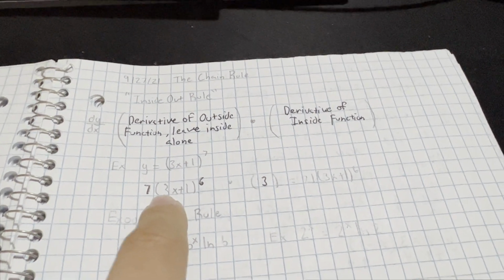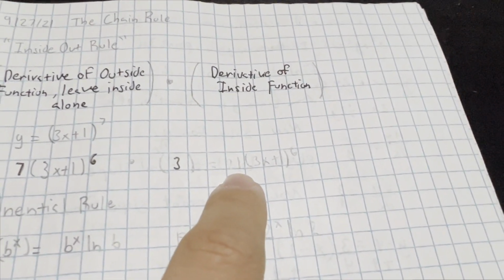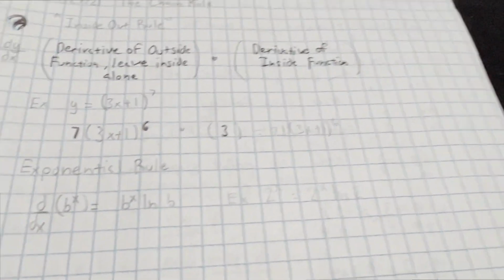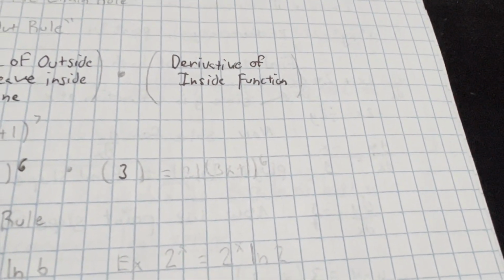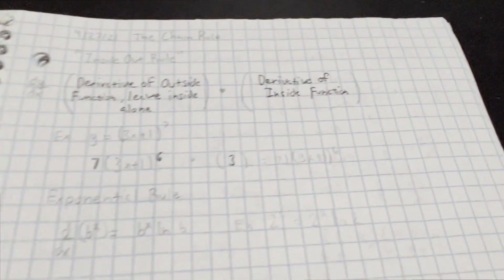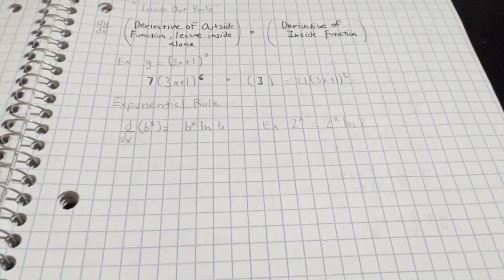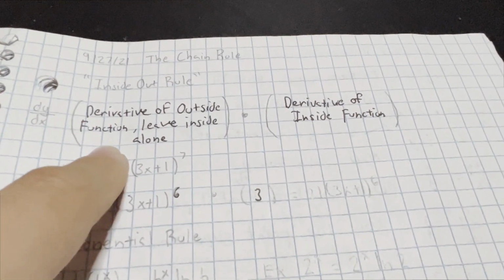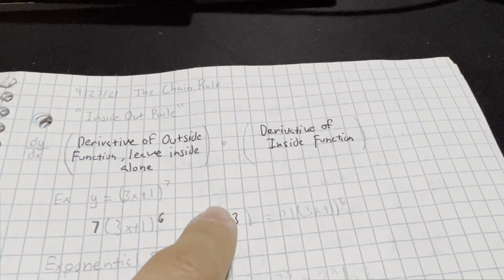And then you could use the power rule. So you would get 21 to the 3x plus 1. Did I do that right? The inside function. Well, I don't think I did that right. Derivative of the outside function, leave the inside alone. Oh, times the derivative of the inside. Okay, I get you.